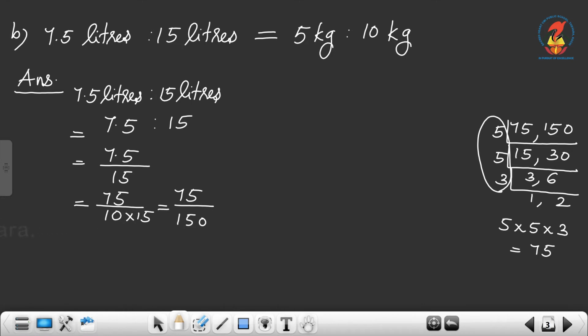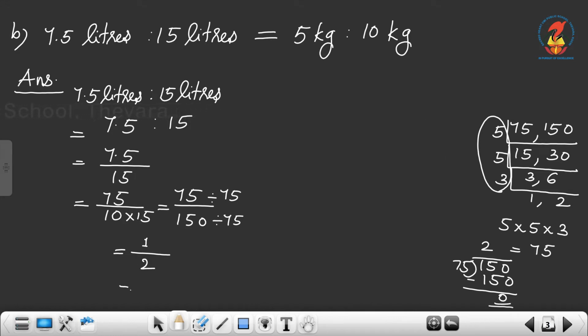So 75 is the highest common factor. So we can divide both numerator and denominator by 75, which is equal to 75 divided by 75, 1, by 150 divided by 75. What will you get for 150 divided by 75? 2 into 75 is 150, so you will get 2.